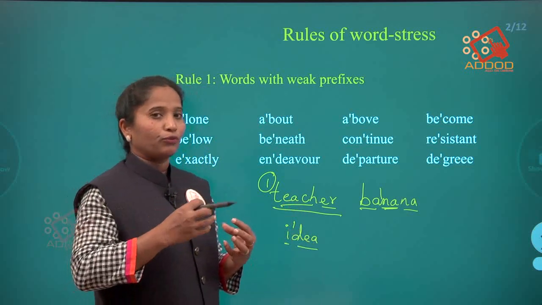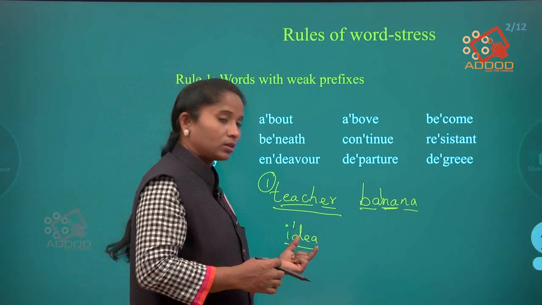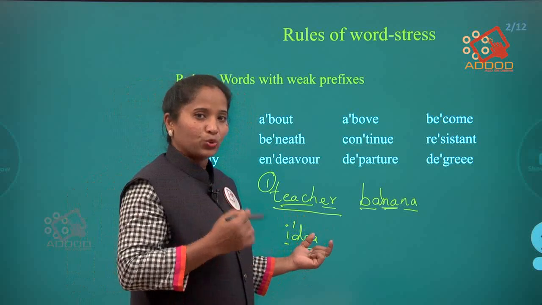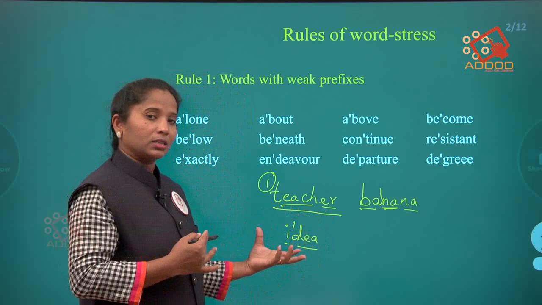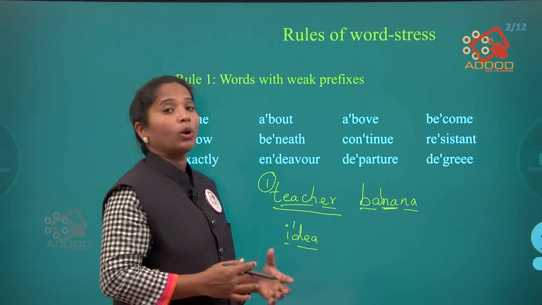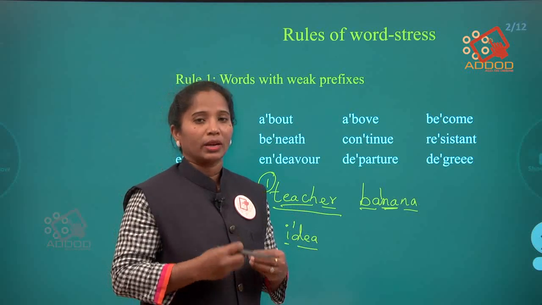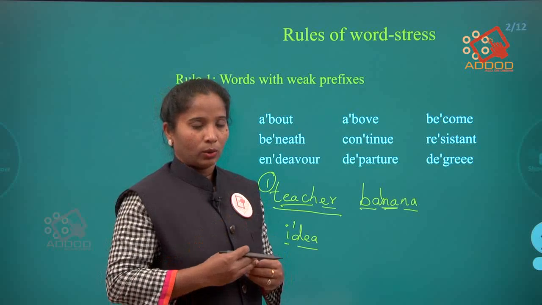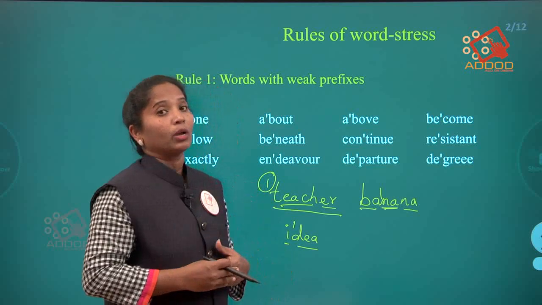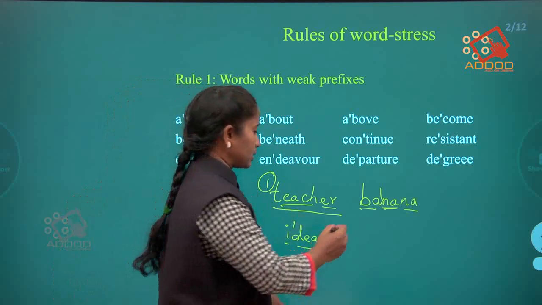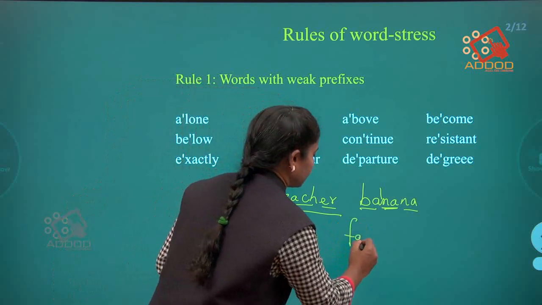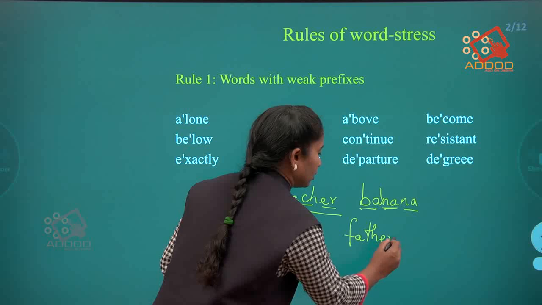So the degree of force used on that particular syllable is called stress. So you are stressing on that word. That's why it is word stress, and that is how you have to pronounce the correct word. That is how you have to pronounce English vocabulary. Further examples are like father, mother.